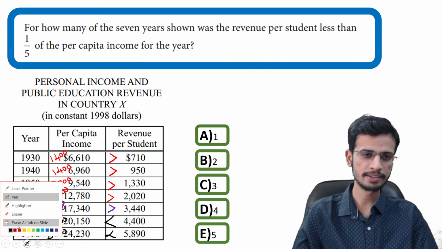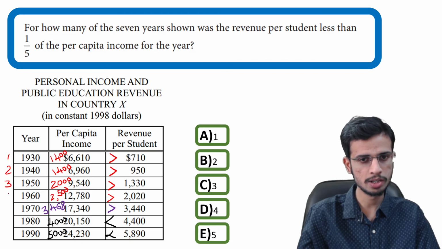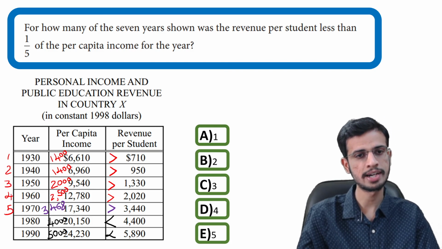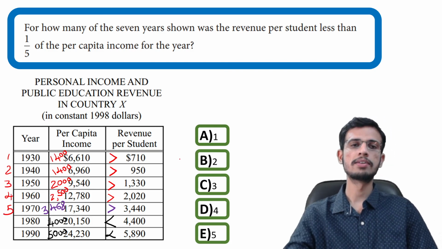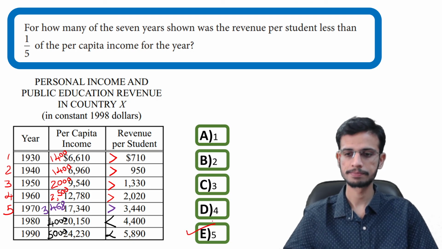So how many years are there? First, second, third, fourth, and fifth. From 1930 to 1970. So our answer will be option E.